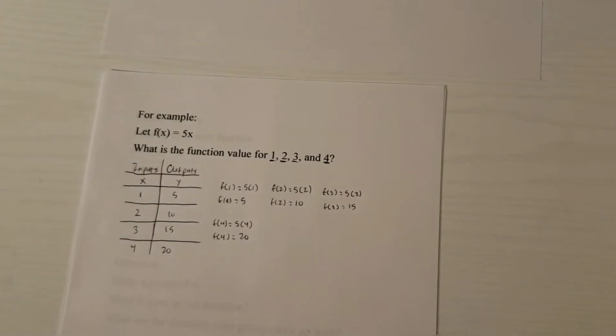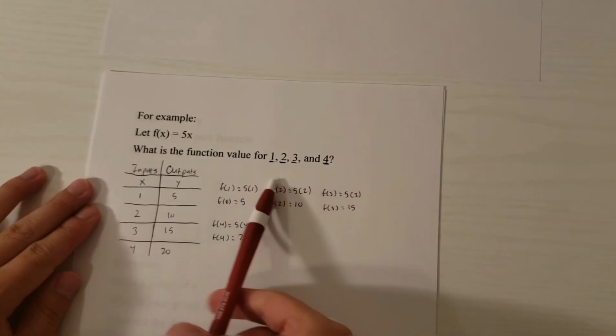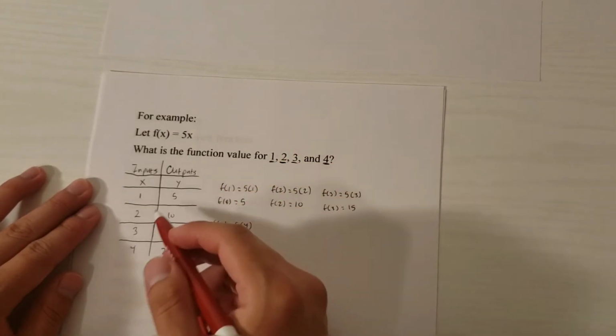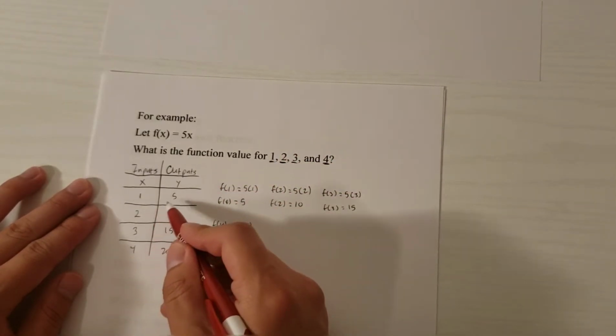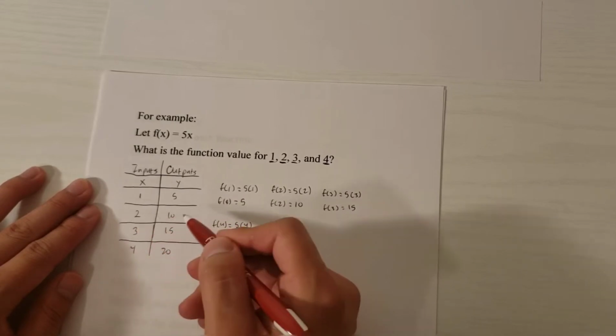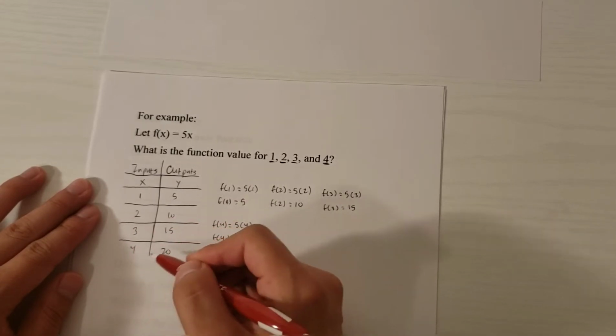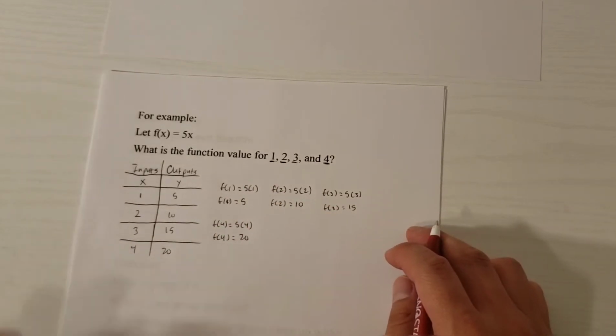So when we do that and put in each single value for this function, we get the output of 1 will get us the output of 5, 2 will get us the output of 10, 3 will get an output of 15, and 4 will get us the output of 20.